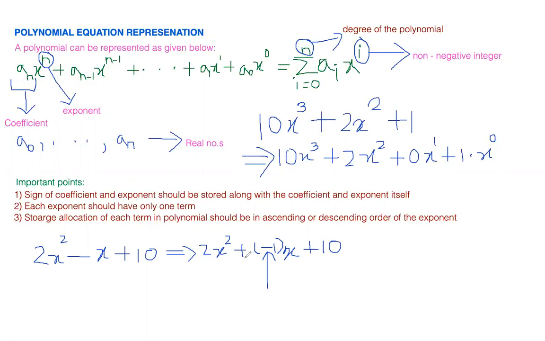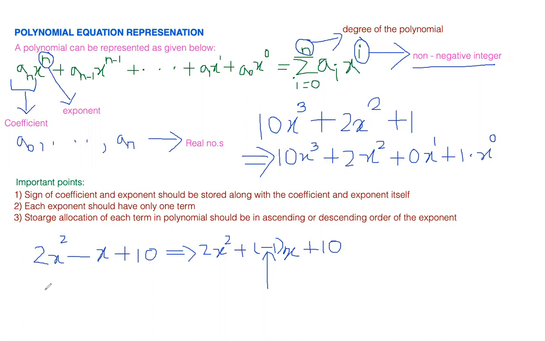So this minus sign of the coefficient of x should be stored along with the coefficient. Similarly, in case of exponent also, we have to do the same thing. Though in case of polynomial, we have told it is a non-negative integer, so the sign of the exponent will never be negative. The sign of the coefficient only can be negative. The second important point is that each exponent should have only one term.